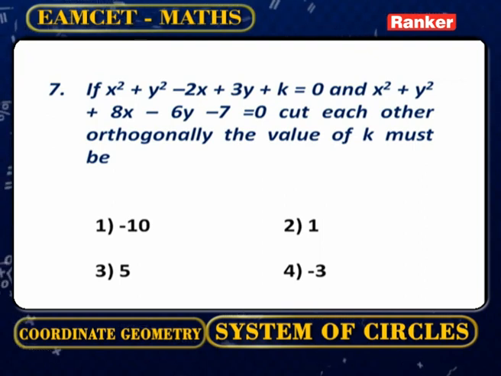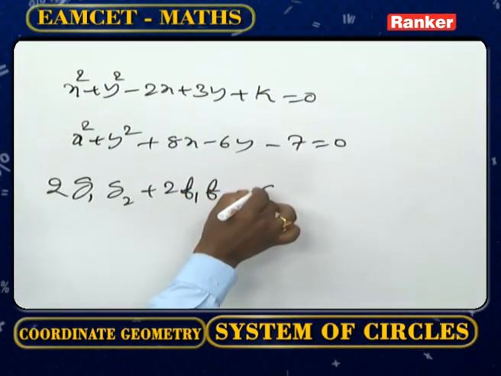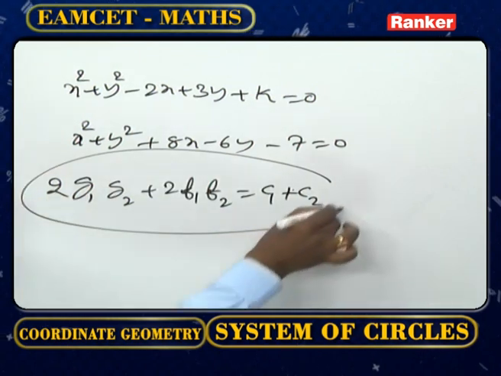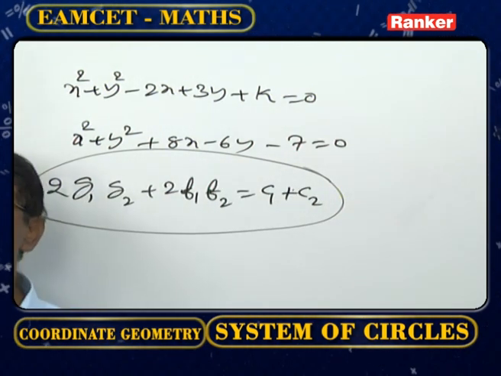If x² + y² − 2x + 3y + k = 0 and x² + y² + 8x − 6y − 7 = 0 cut each other orthogonally, the value of k must be... Now, two circles cut each other orthogonally, the condition is 2g1g2 + 2f1f2 = c1 + c2.